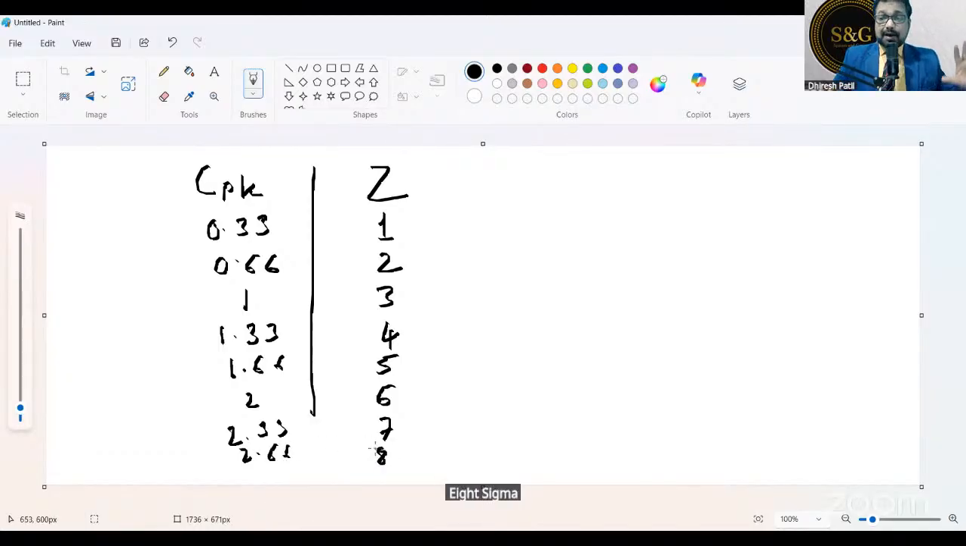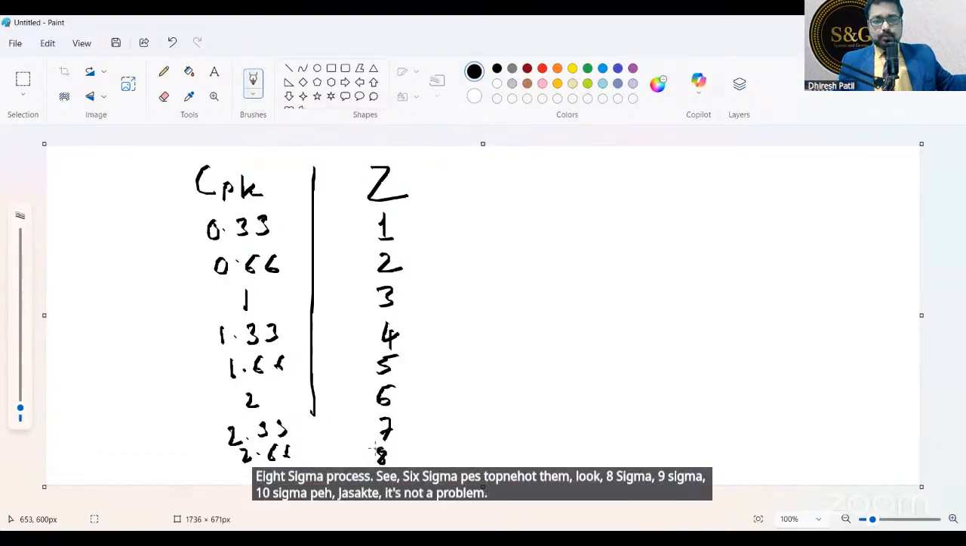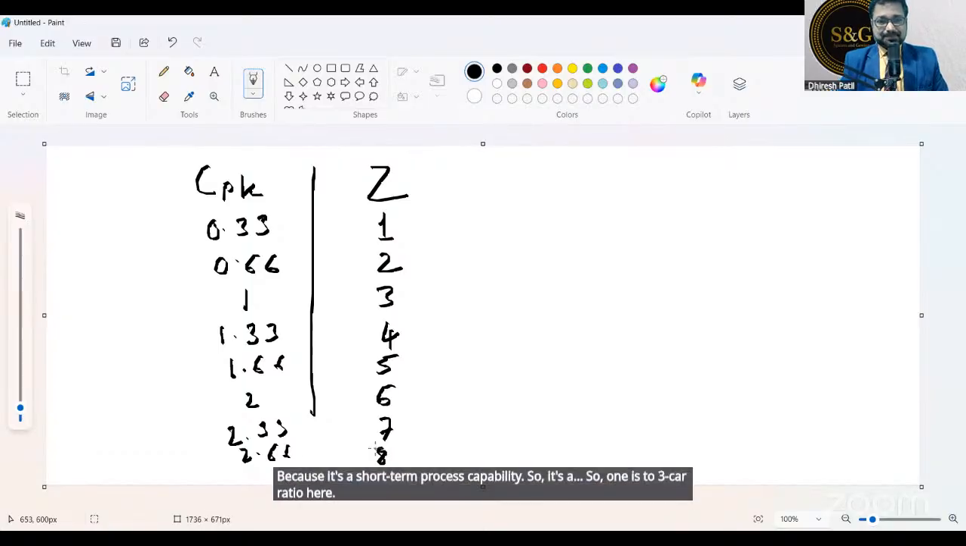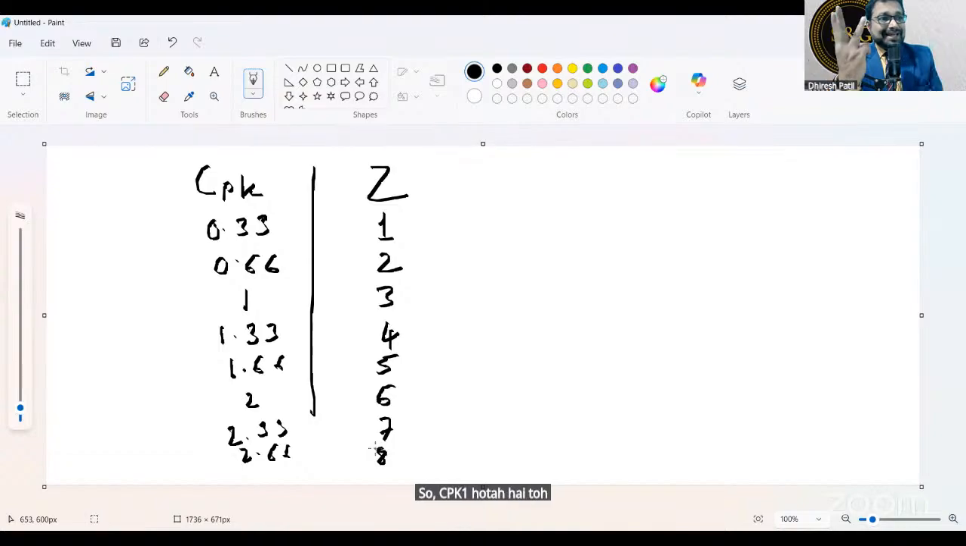See, 6 sigma पे stop नहीं होते हम लोग. 8 sigma, 9 sigma, 10 sigma पे भी जा सकते हैं. It's not a problem, because it's a short term process capability. Clear? So it's a 1:3 का रेशियो है. सो CPK 1 होता है तो Z स्कोर होता है 3. सो 1:3 का रेशियो होता है इसमें. ठीक है?